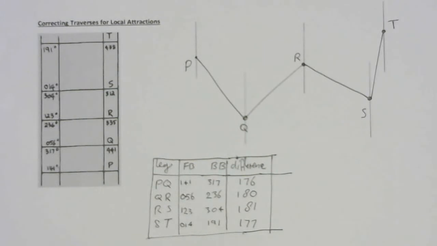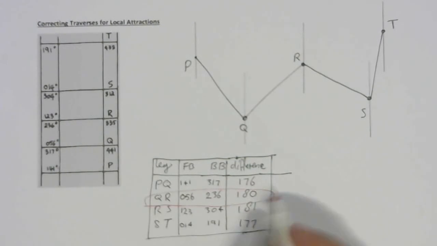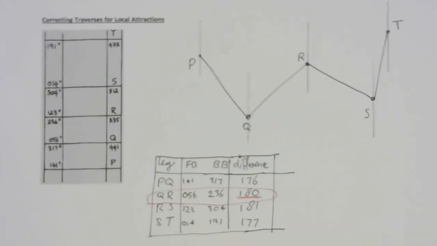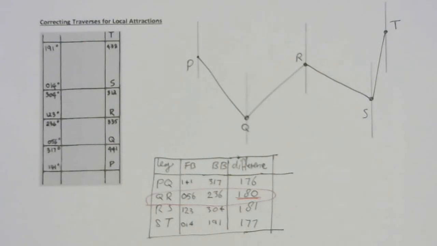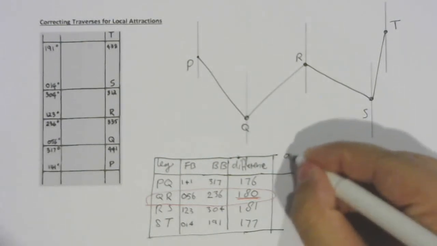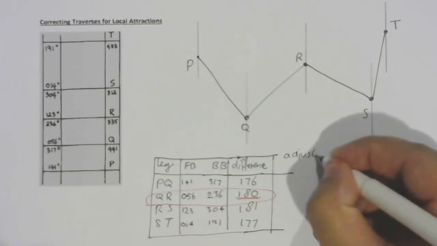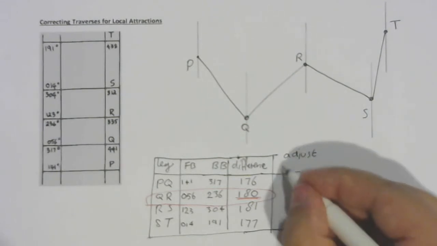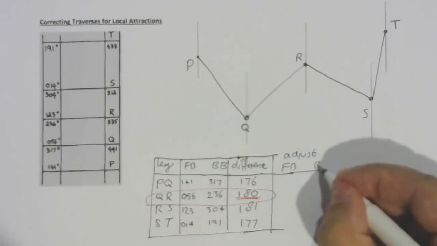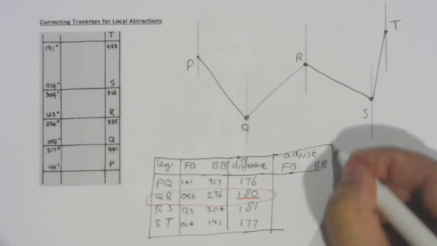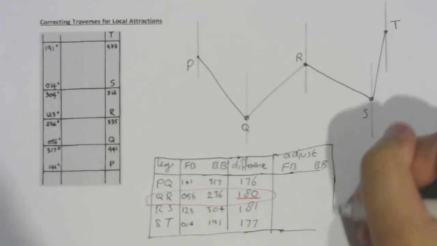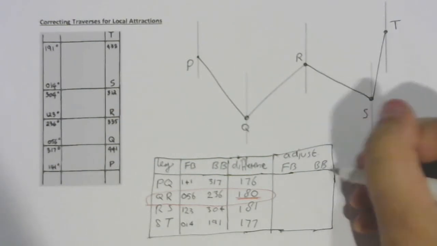We can see that the only one that, according to our definitions, is correct is leg QR. It's the only one that has 180 as the difference between forward bearing and back bearing. What that means is that we need to adjust any other ones. And we usually do this in table form, so it's easier to do our working.